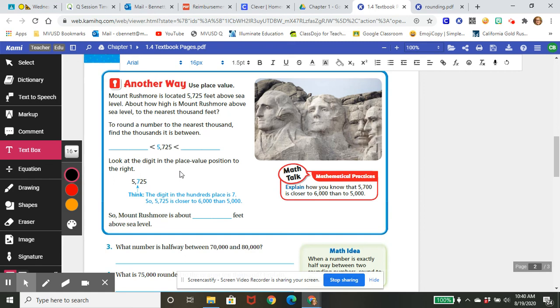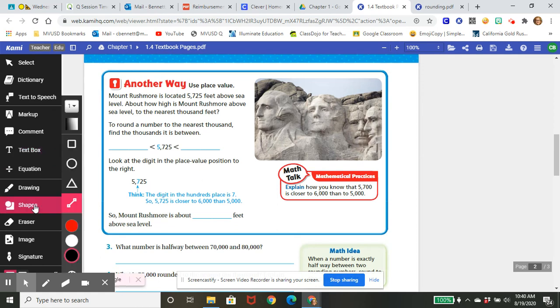So let's read how to use place value. And it has another question, so I'm going to circle my numbers and underline the question. Okay. So Mount Rushmore is located 5,275 feet above sea level. About how high is Mount Rushmore above sea level to the nearest 1,000 feet?